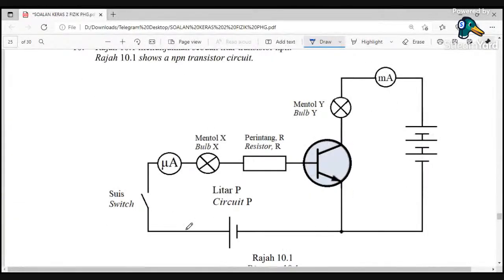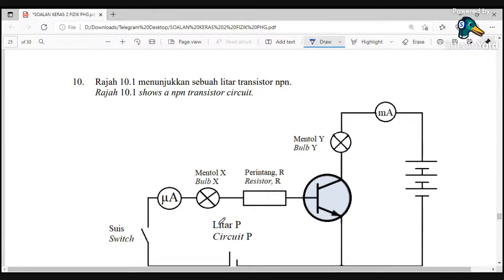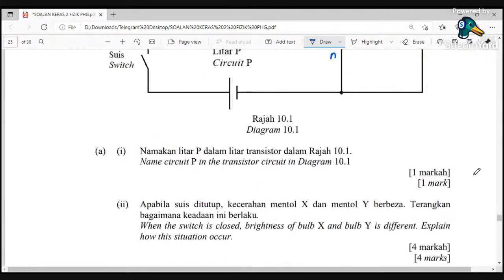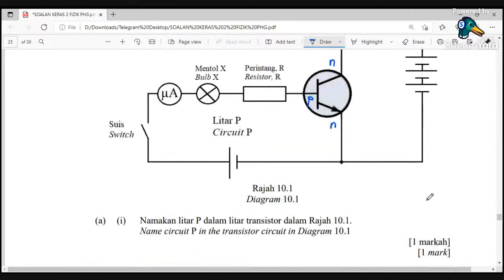Number 10, NPN transistor circuit. This is NPN. Look at the arrow. A1, name circuit P in the transistor circuit in diagram 10.1. So look at the circuit P. You can see the junction here. This is collector, base, emitter. Means this one is BE junction.